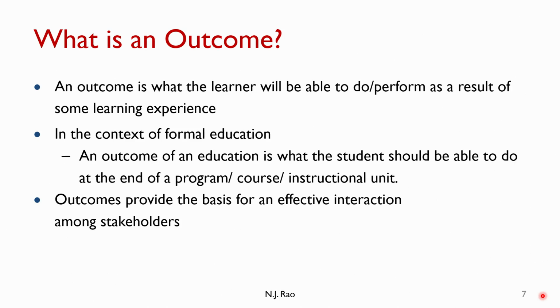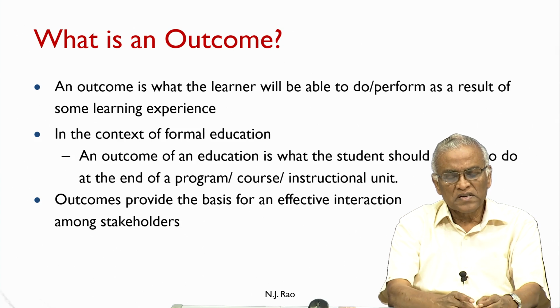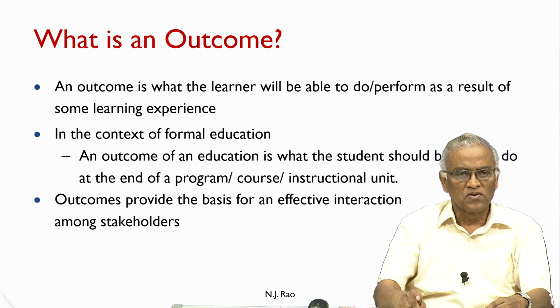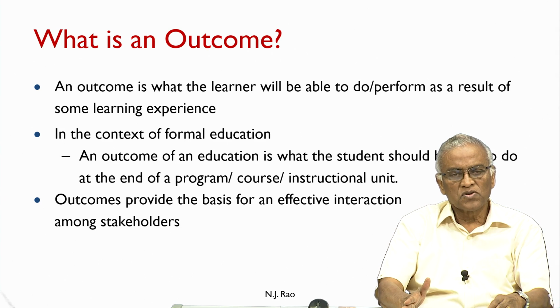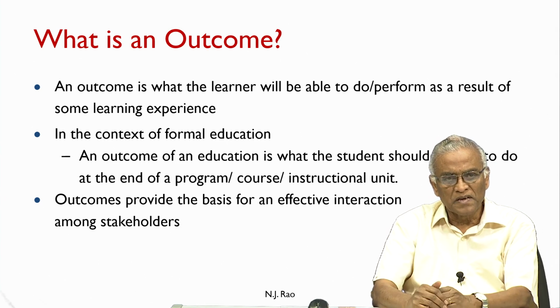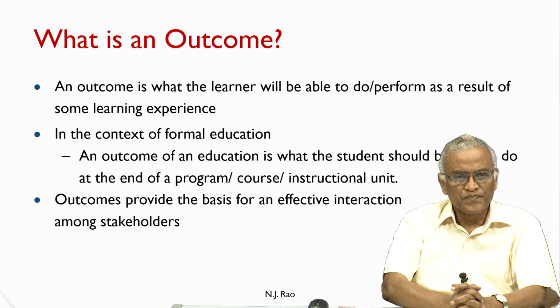So, what is an outcome? An outcome is what the learner will be able to do or perform as a result of some learning experience. So, whenever I start instruction or start teaching, the first thing the teacher needs to know is what it is that I want my student to be able to do, and that will become our reference. So, how do I prepare him to become capable of doing something? That is what constitutes teaching or instruction.